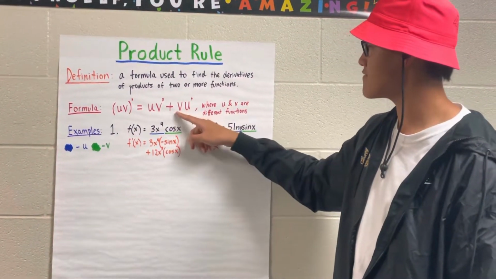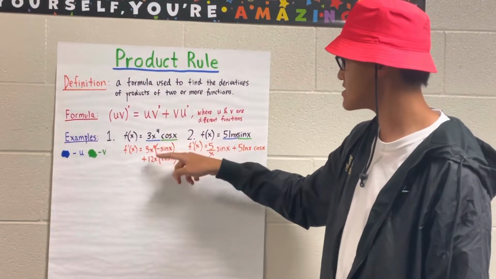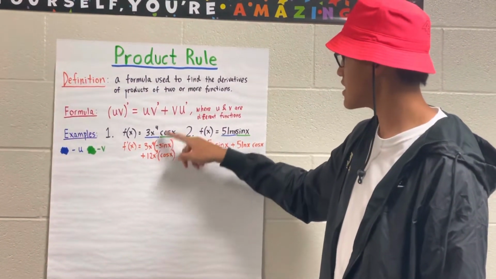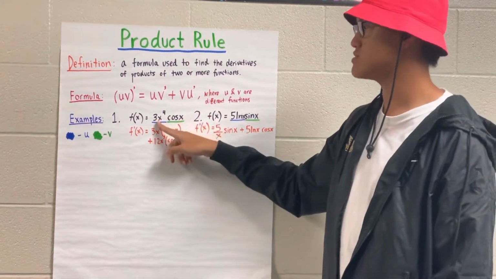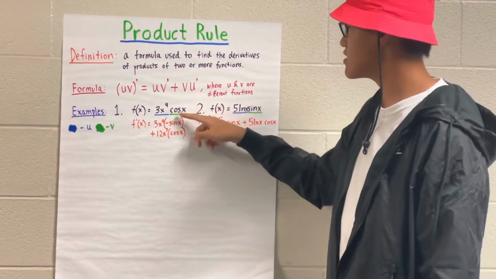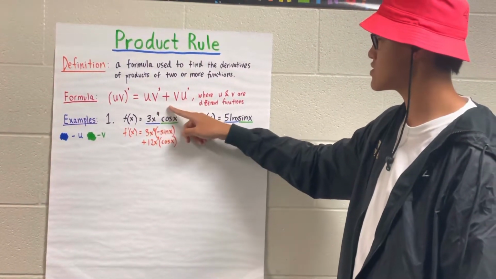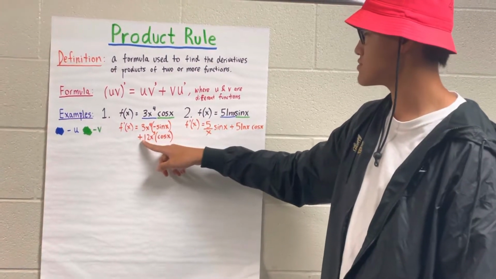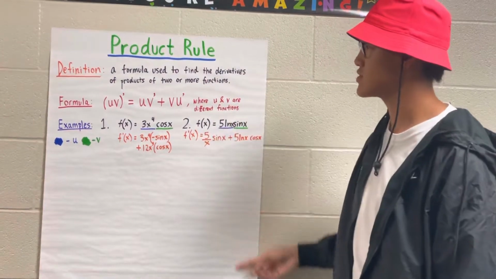So next up, we have vu prime. So v is the second term here, so we'll bring that directly down here. And using u prime, which is the blue one, 3x to the fourth derivative, we can find that 3 times 4 equals 12, so we put that here, and then 4 minus 1 equals 3. So it becomes 12x to the third. And this is our final answer for using the product rule.